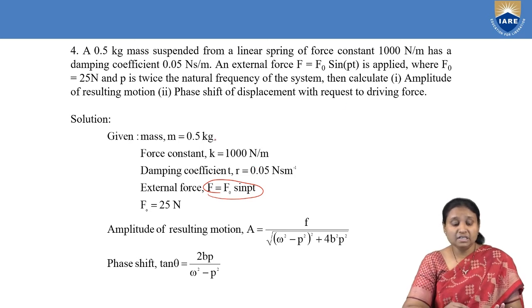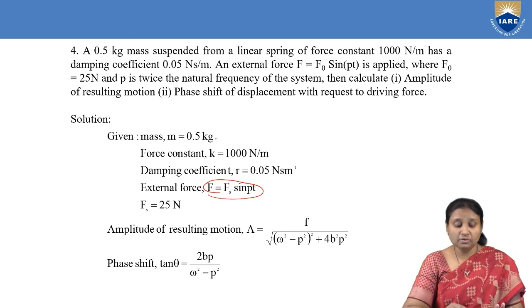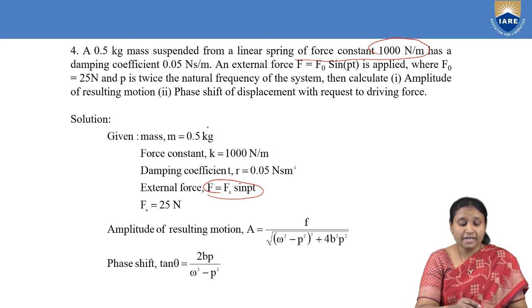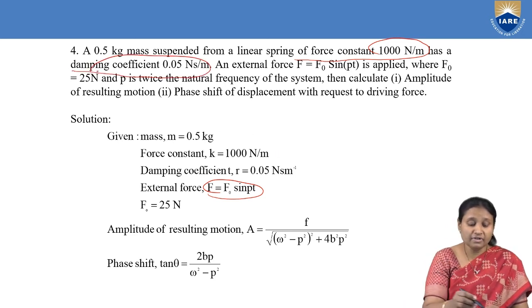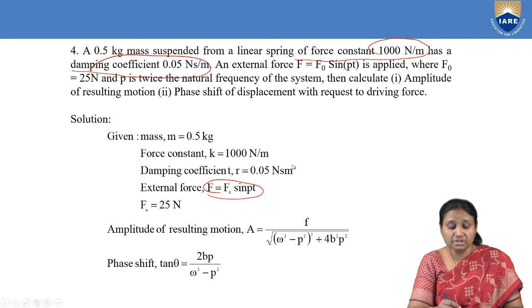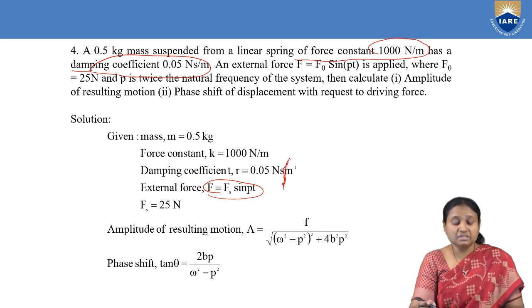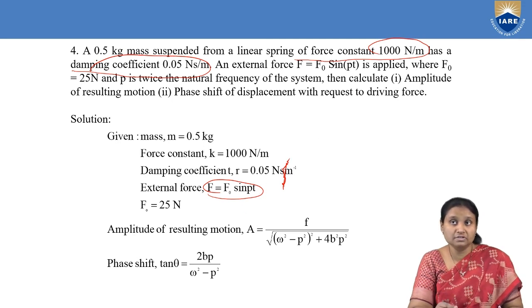The data given is: mass is 0.5 kilograms. We have a linear spring whose force constant value is 1000 Newton per meter. And the damping coefficient, that is the R value, is 0.05 Newton second per meter. The external force formula is there, and we are given the magnitude of force, which is equal to 25 Newton.